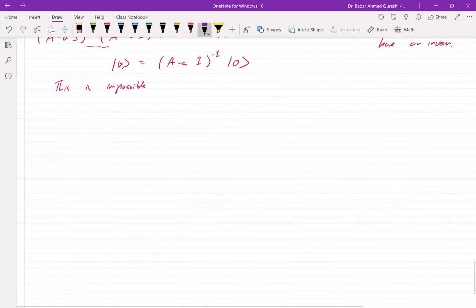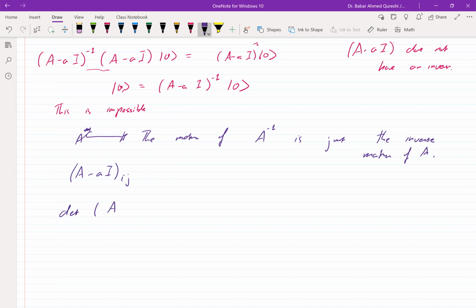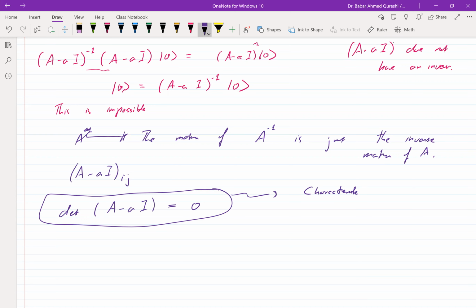And by the usual methods, you can show that if A has matrix elements, the matrix of A inverse is just the inverse matrix of A. So what you need is that if I compute the matrix elements of this, and then compute the determinant of this matrix, then this determinant is going to be 0. So this is the condition for the eigenvalue equation to hold. This is called the characteristic equation.